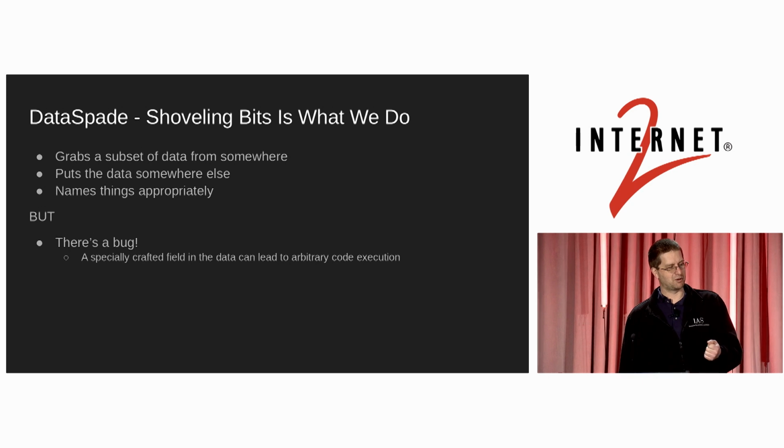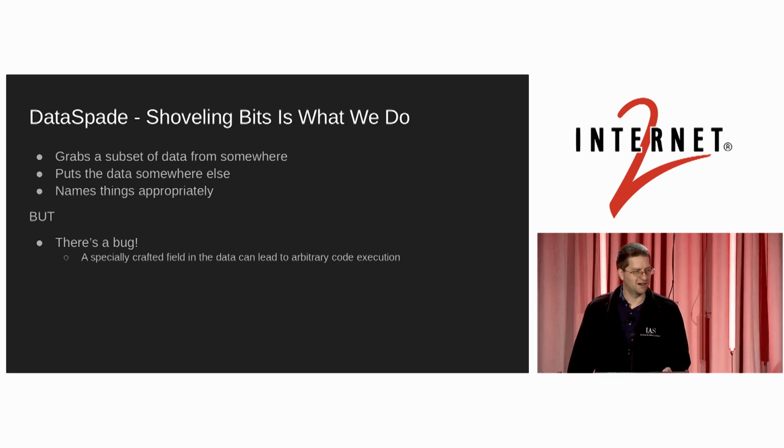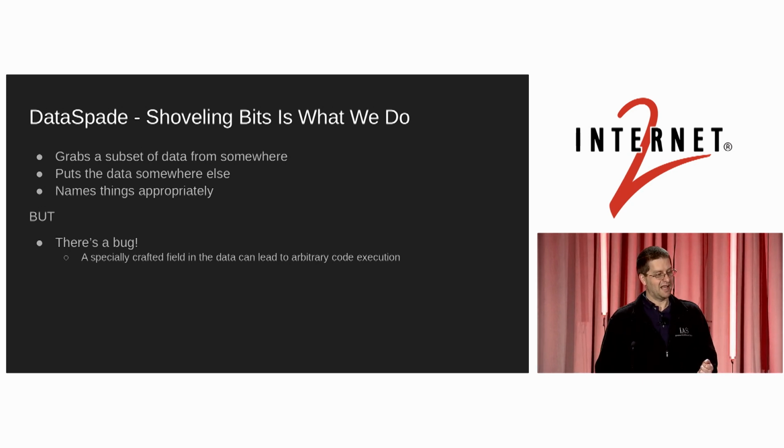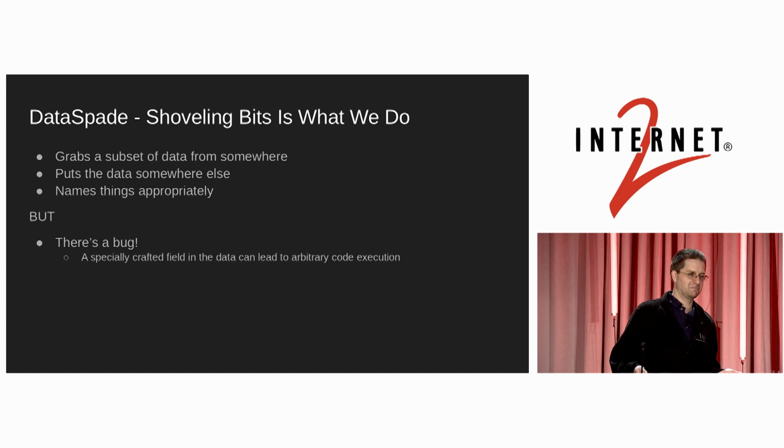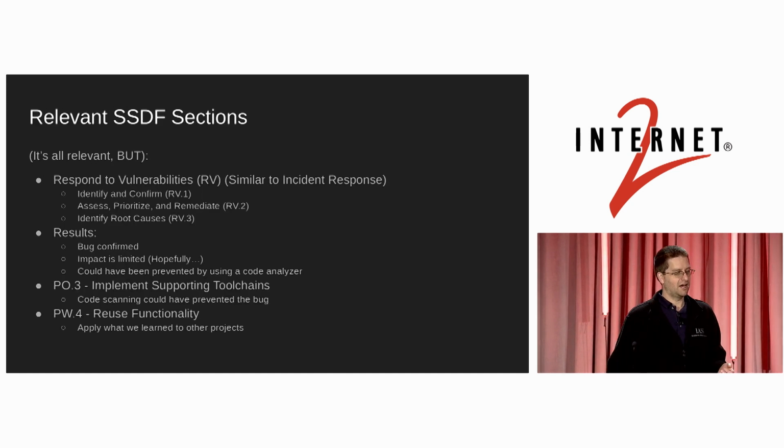So let's just say you have a program that grabs a subset of data from somewhere and puts the data somewhere else, and it might create file names that are named after the subset of data that you're grabbing. But there's a bug in it, and if you have data in a field that is formed in a certain way, it can lead to some sort of arbitrary code execution. So that's just an example.